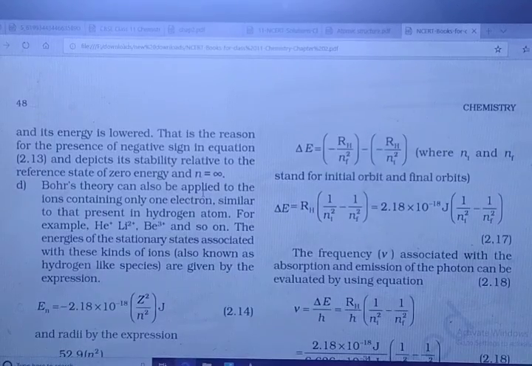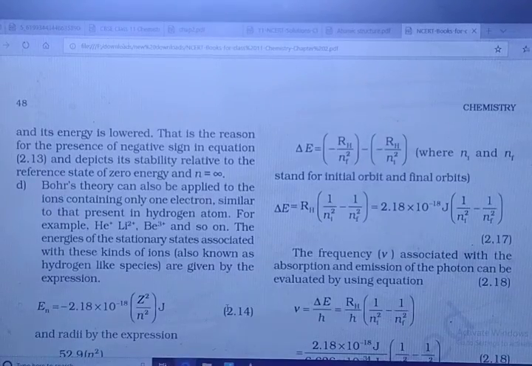Bohr theory can also be applied to ions containing only one electron. Means any element is there, but the last electrons must be one. For example, helium plus means one electron. Lithium 2 plus, that also has one electron. Beryllium 3 plus, that also has one electron. Boron 4 plus, that also has one electron. So Bohr theory can also be applied to ions containing only one electron, similar to that present in the hydrogen atom. For example, helium plus, lithium 2 plus, beryllium 3 plus, and so on.